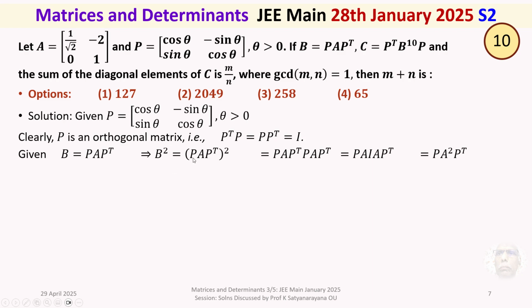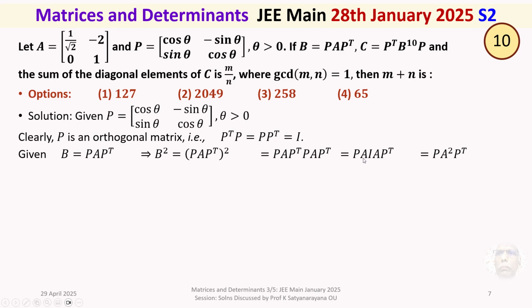So, B square will be (P A P transpose) square. What is P A P transpose? P A P transpose multiplied by P A P transpose. Now, look at this P transpose P. P transpose P is identity. P A I A P transpose.